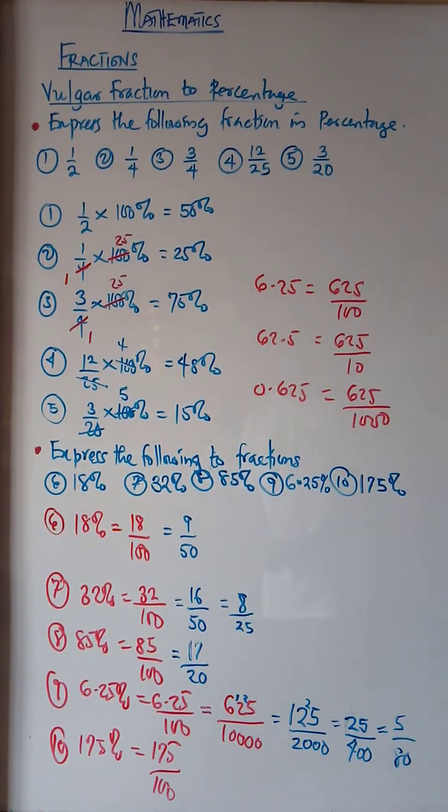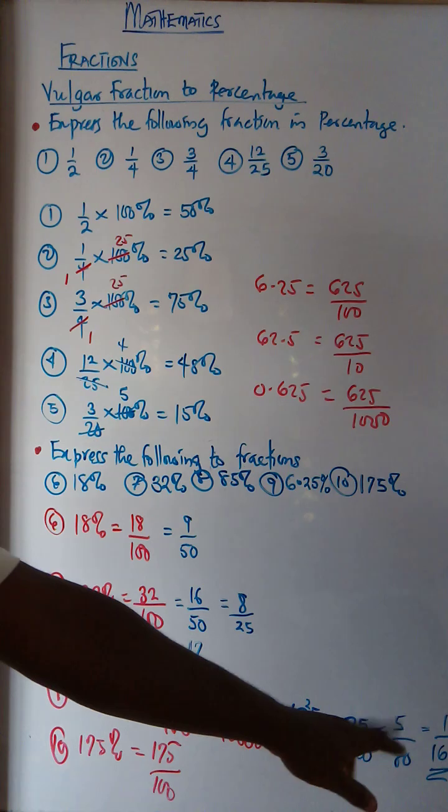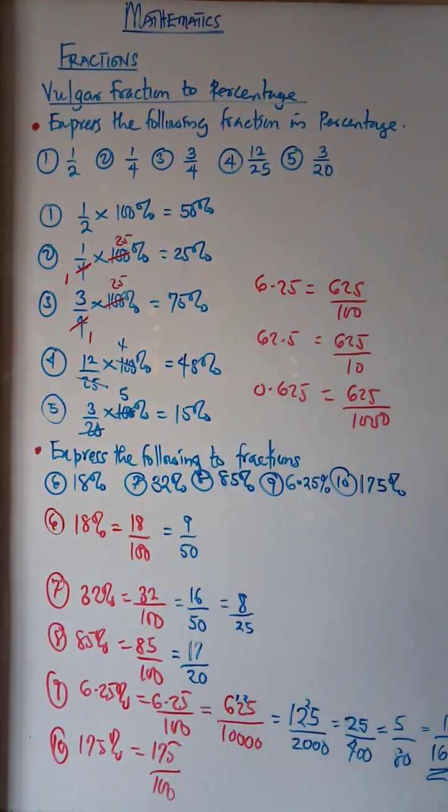But that's not the end because 5 can still go. 5 in 5, 1. 5 in 80, 16. So that's 1 over 16. So if you go back to the beginning of this video, when we drew the box, that is 6.25. So that is how to convert these to fraction.